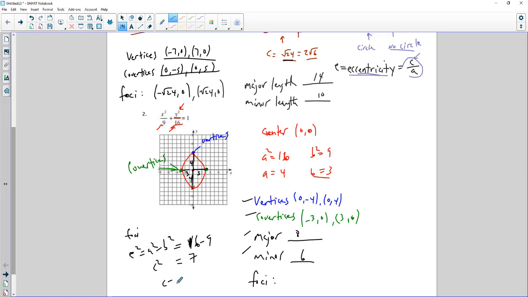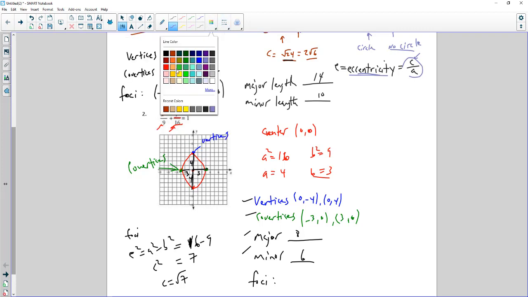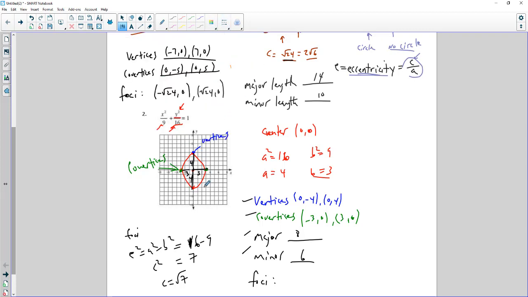So c will equal root 7. That's the distance from the center to each focus. Okay, there's 2 of them, plural foci. So here's what I have. The foci are kind of, let's change this color to, I usually pick a tan or a gold or something.